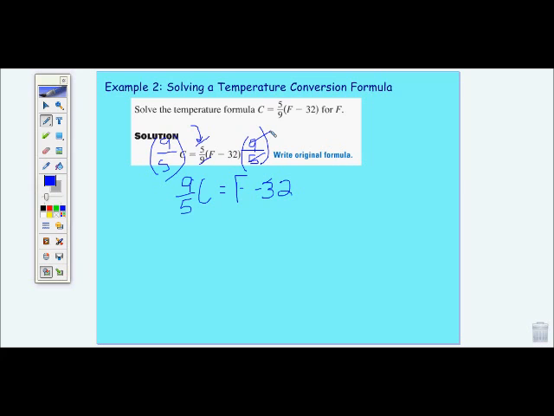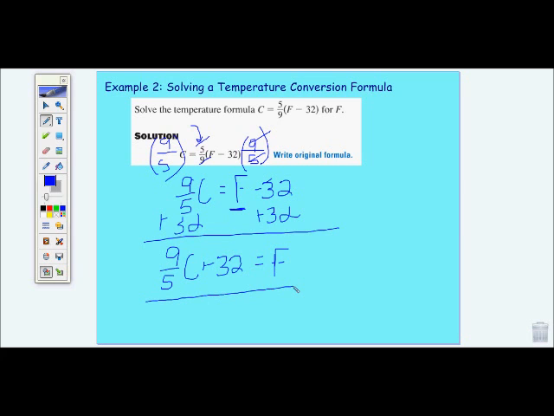Now the variable I want to solve for is Fahrenheit, so I can isolate that by using a balanced equation. I'm going to add the 32 onto both sides, and now I have a new formula: 9/5 Celsius plus 32 is equal to Fahrenheit. And now, given information, I could go ahead and substitute that in.